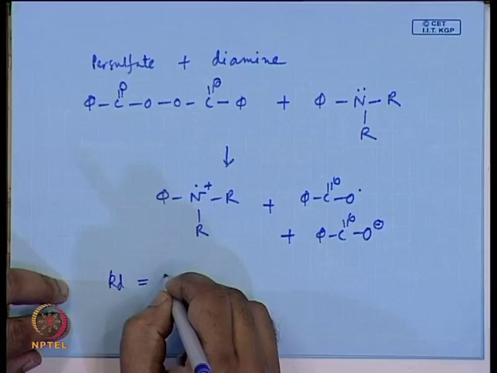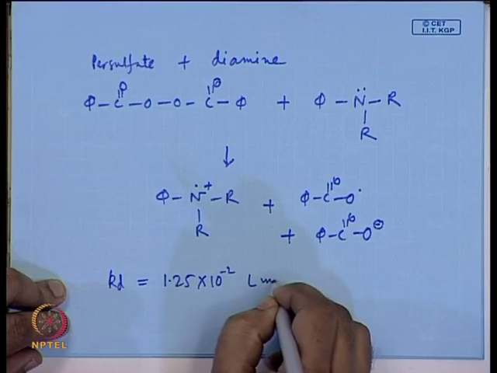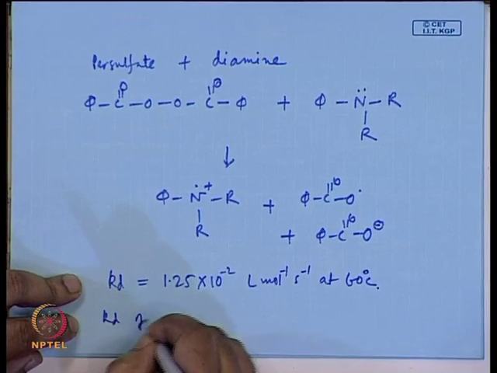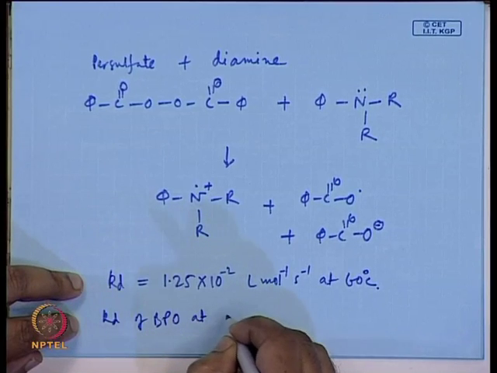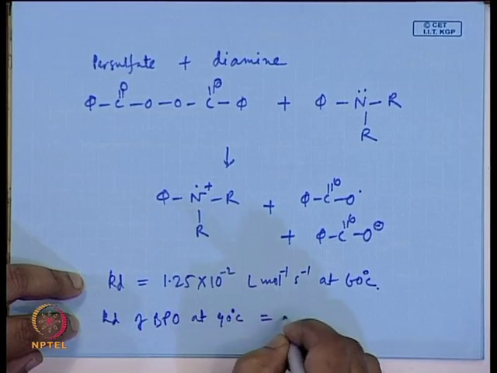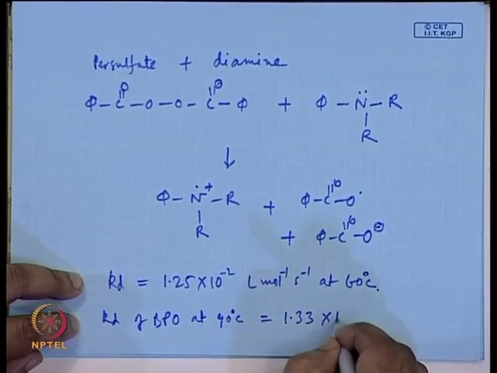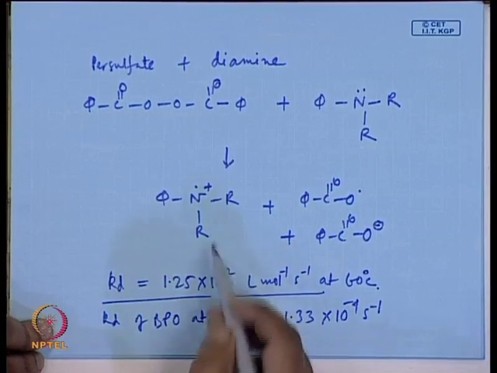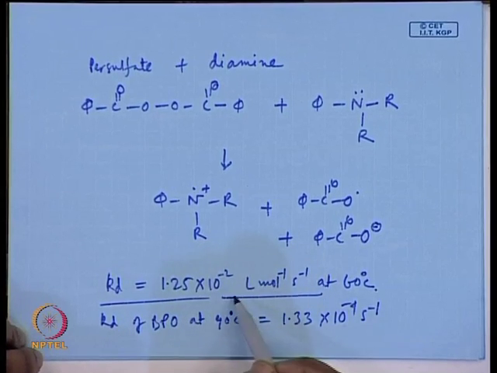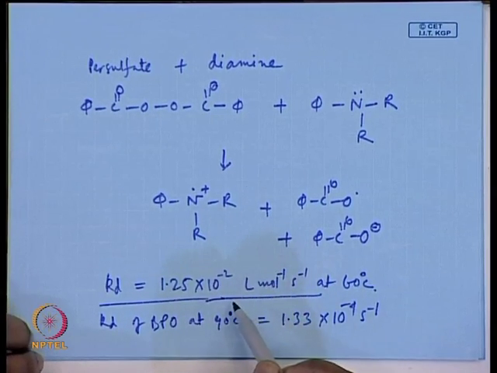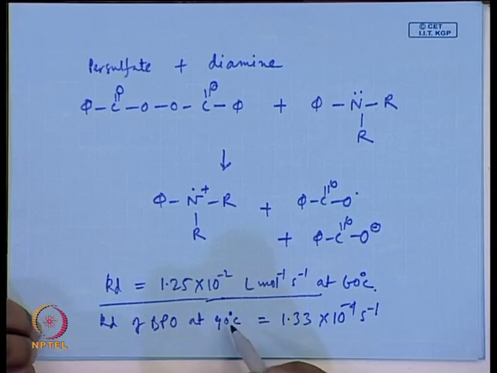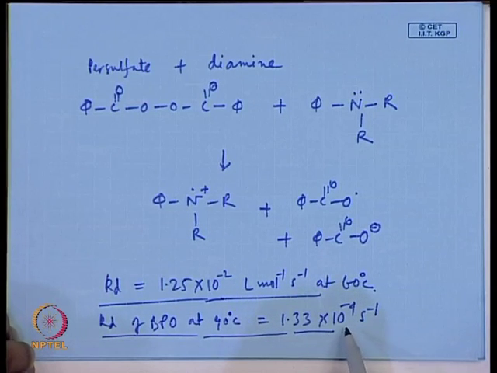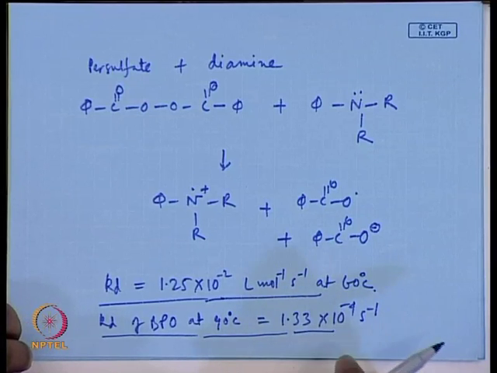Now the kd of this reaction is at 60 degrees centigrade, whereas kd for BPO at 90 degrees centigrade was 1.33 × 10⁻⁴ s⁻¹, which means that this redox reaction is much faster. So, generation of radicals by a redox initiator can be done at a much lower temperature, room temperature or even lower, whereas in the case of BPO, a thermal initiator, the reaction rate is much lower. So, you need a higher temperature for doing the polymerization reaction.